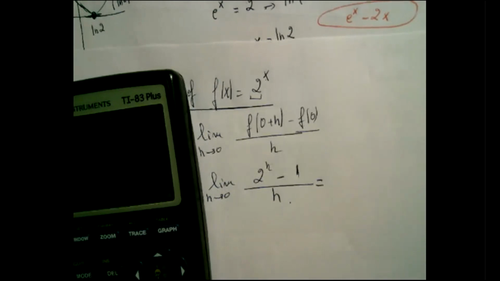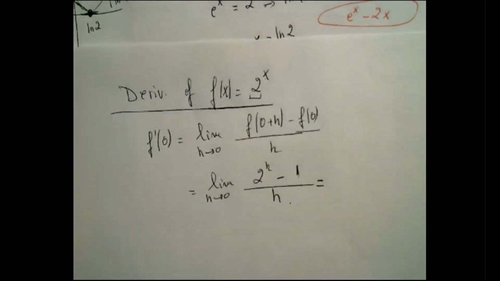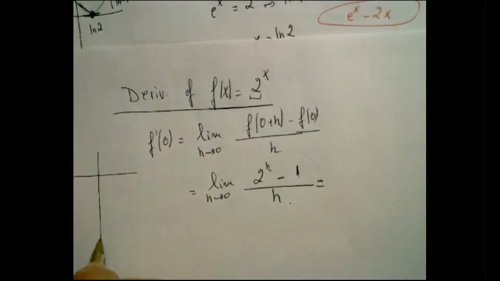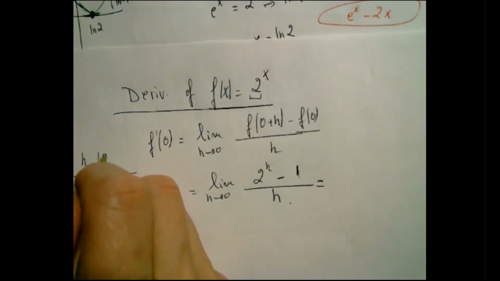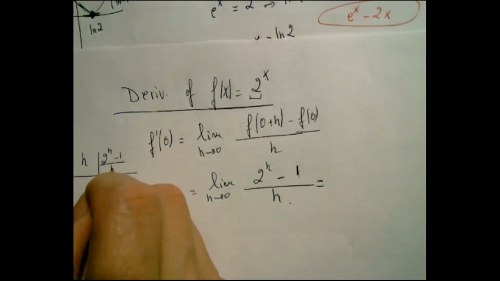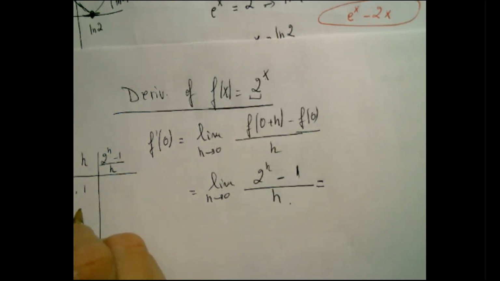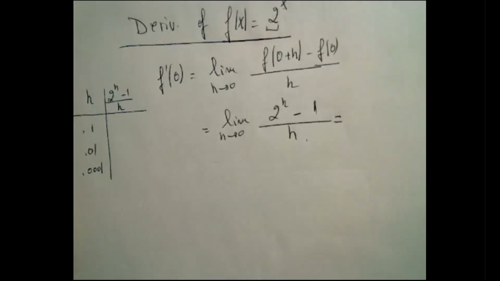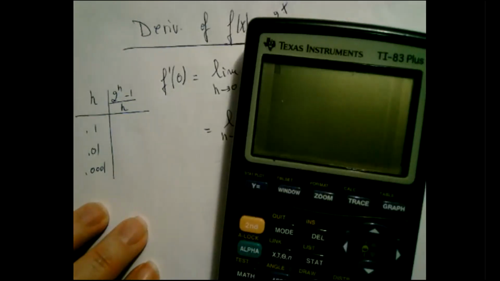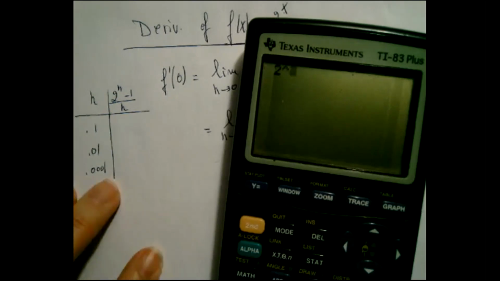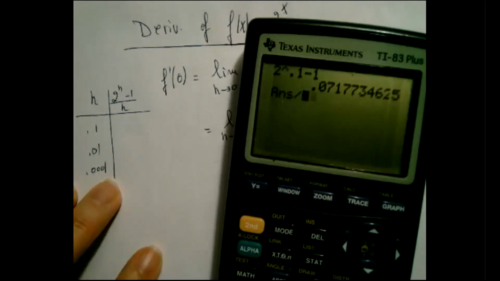So I need to find those values. So I will make a little bit my table. That's the h. These are those. And I will take some values and figure this out the best possible way. And so I'm going to compute 2 to the h. So it's 2 to the power, what is the power here? To the power 0.1 minus 1 divided by 0.1.